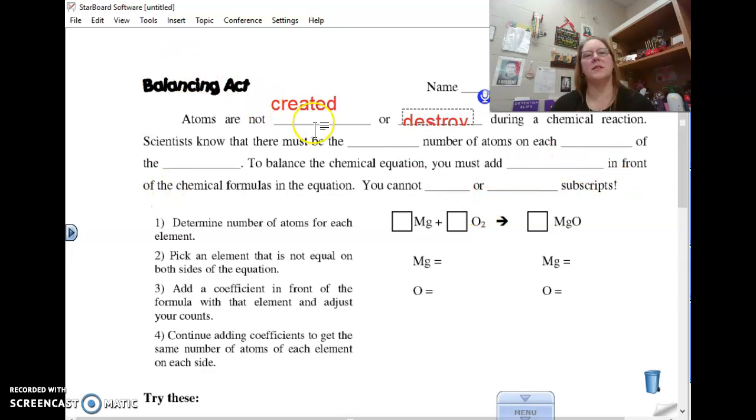During a chemical reaction, scientists know that there must be equal numbers of atoms on each side of the equation. I'll post the key later. To balance a chemical reaction, you must add coefficients.